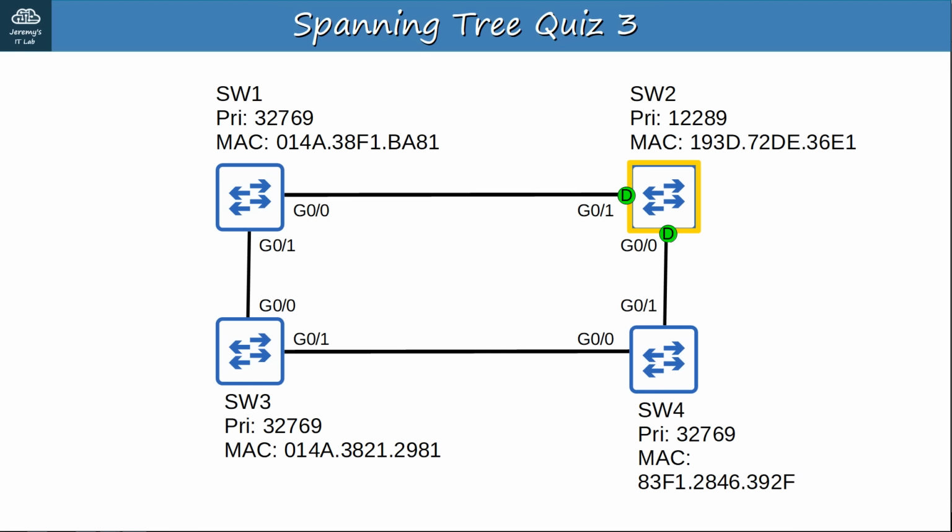Now, which ports will become root ports? All interfaces are gigabit Ethernet, so all have a cost of 4. Remember, if there is a tie in root cost, the switch will select the interface connected to the neighbor with the lowest bridge ID. So, pause the video here to think about your answer. Which ports will be selected as root ports? One on each switch.